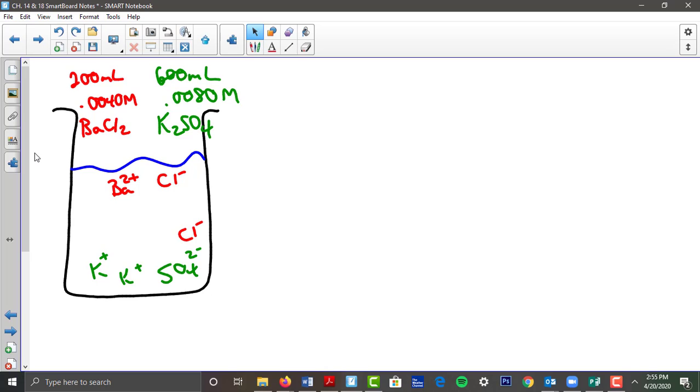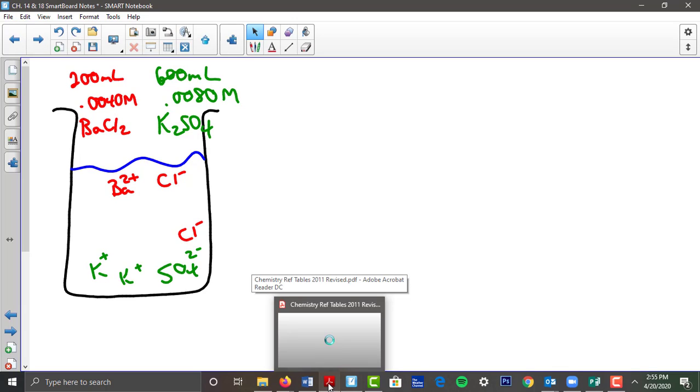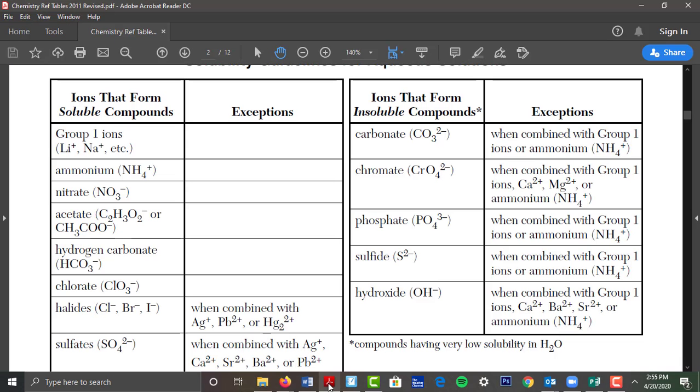is figure out what the potential insoluble precipitate is. So that means we would have to use our solubility rules to determine which combination of these ions in solution would form an insoluble precipitate.